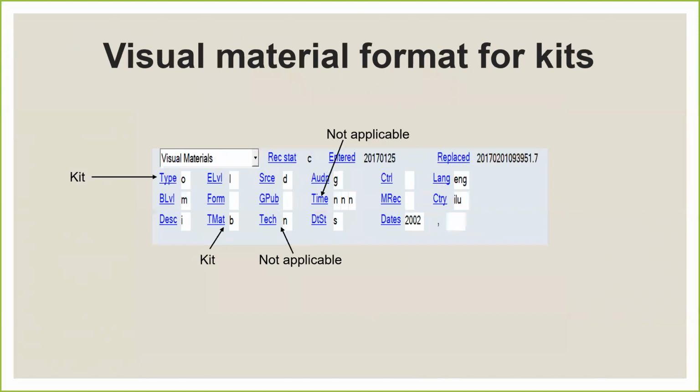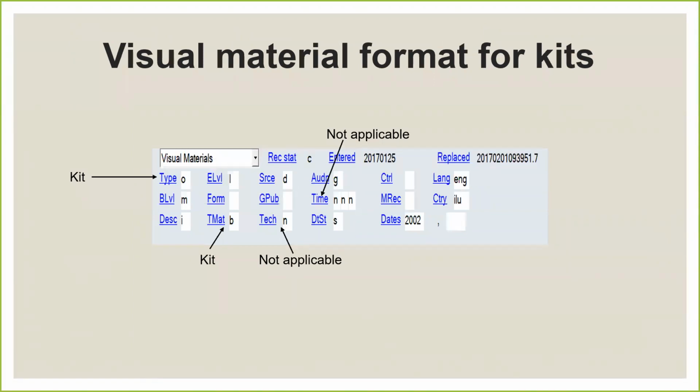The visual materials format is also used for kits. The type of record is coded O for kits, and the type of visual material is also coded for kit. A kit is defined as a mixture of components from 2 or more categories, for example, sound recordings, maps, film strips, etc., no one of which is identifiable as the primary constituent of the item.